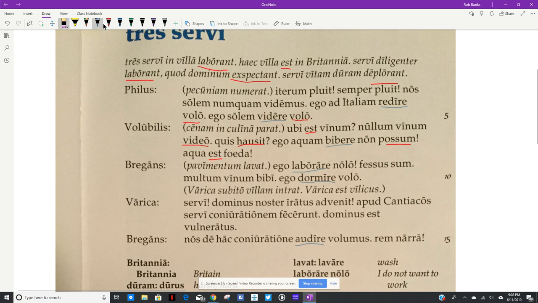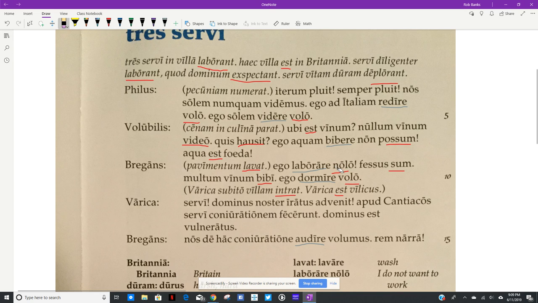Okay. And then Breggins, who may become your new favorite character if he isn't already. Go ahead and mark these verbs. Okay. So Breggins, pavimentum lavat. So he washes the pavimentum, looks like pavement, the floor. So he is washing the floor. And he says, ego laborare nolo. So ego nolo, I don't want.